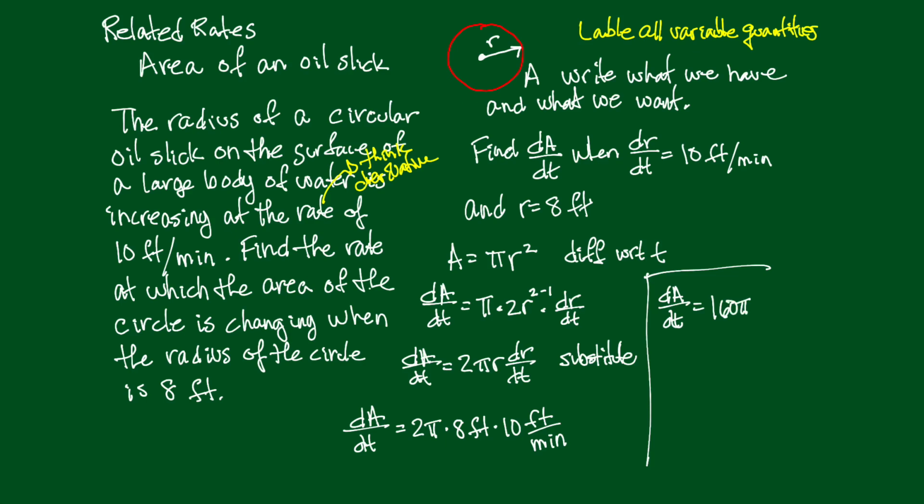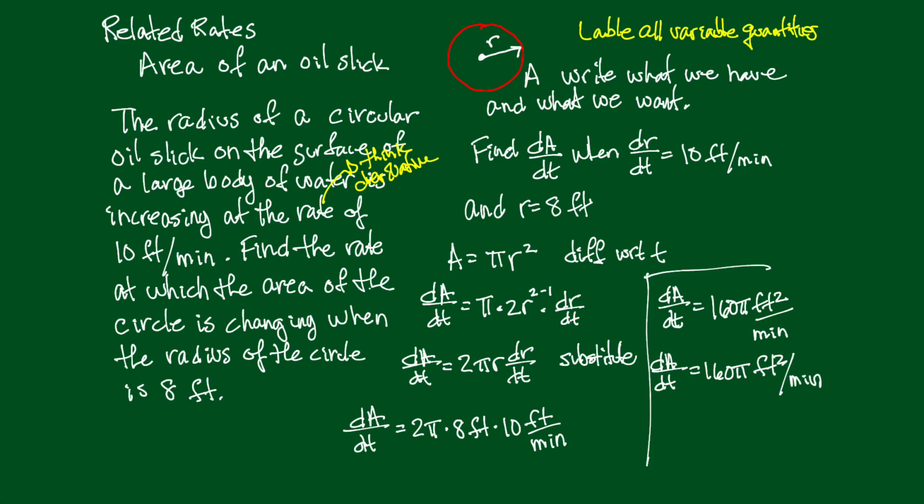Now, look at our units here. It's feet times feet. That's square feet, right? Feet squared. So I'll get feet squared, and then I still have the minutes in the bottom. This is an area. Look at your units. Square feet. That's an area. So if I write it so it's a little bit easier to read, I'll just say dA/dt is equal to 160 pi square feet per minute.